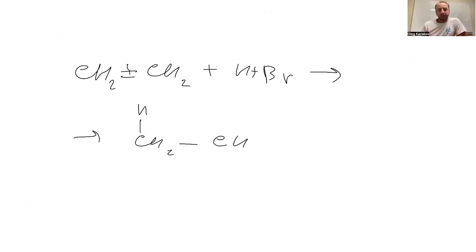So the CH2 and H bond will be made, as well as the CH2 to Br bond will be made, right? So you make two new covalent bonds, right? So this is again a topic we have seen in the past.